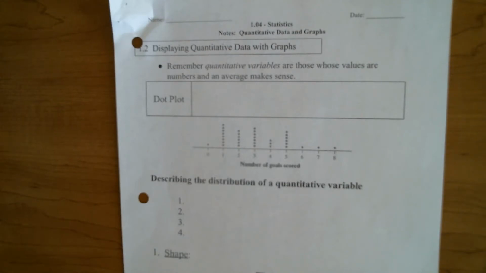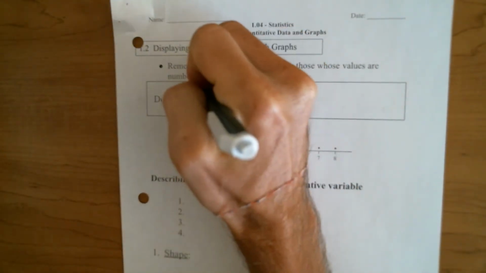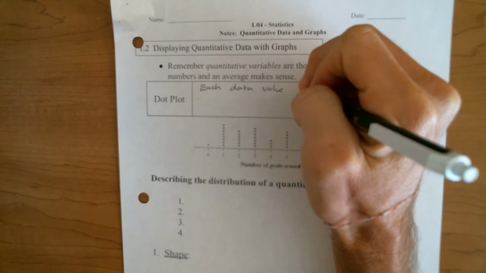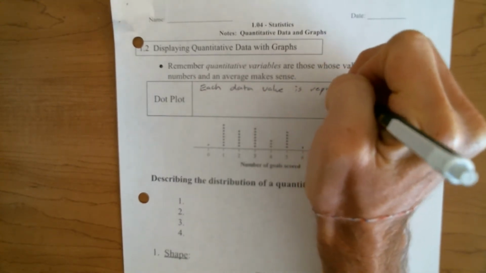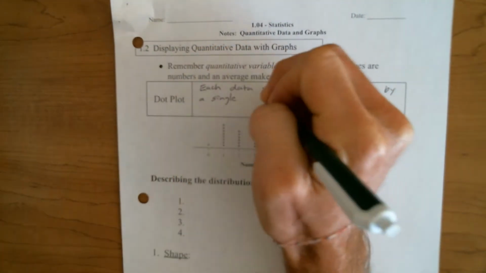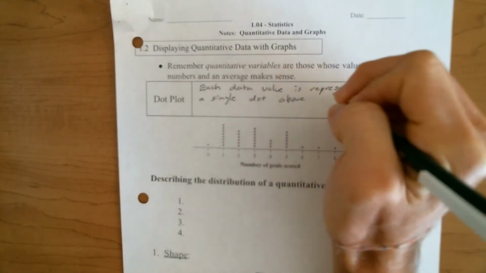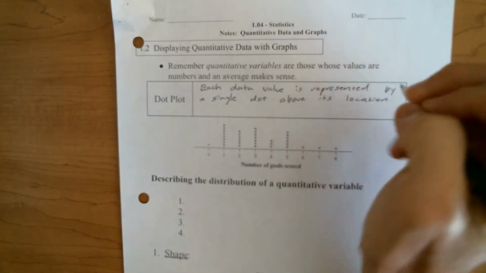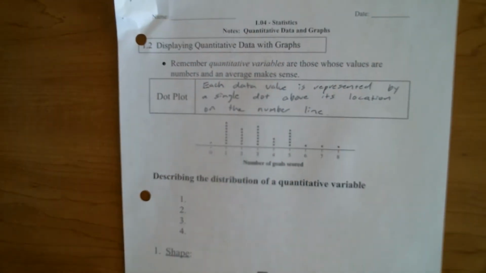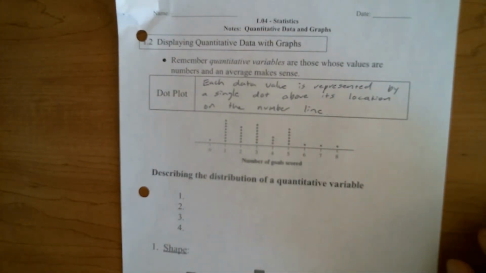So the most basic tool we have for describing or displaying quantitative data is the dot plot. A dot plot is where each data value is represented by a single dot above its location on the number line. You go through your data, look at the value, make a dot wherever that value is, and then the dots just stack up on one another. This gives you a visual summary of what's going on with the data.